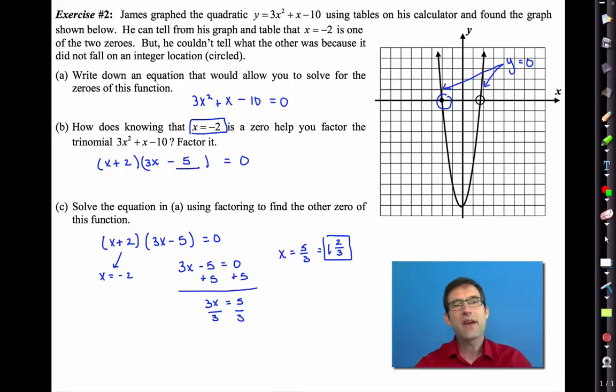All right. This is kind of cool because it gets at the idea that if you know the zeros, you can actually figure out the factors. And if you know the factors, you can figure out the zeros. It goes both ways. All right. So pause the video now and write down anything you need to before we go on and look at the graph of a cubic function, which we've never done before.